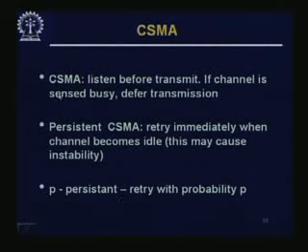So, CSMA, as we mentioned, means listen before transmit, and if the channel is sensed busy, defer transmission. Persistent CSMA means retry immediately when the channel becomes idle. This may cause instability. Because what might happen is that during the time when a frame is being sent, which may be a considerable amount of time, more than one node may become ready to transmit.